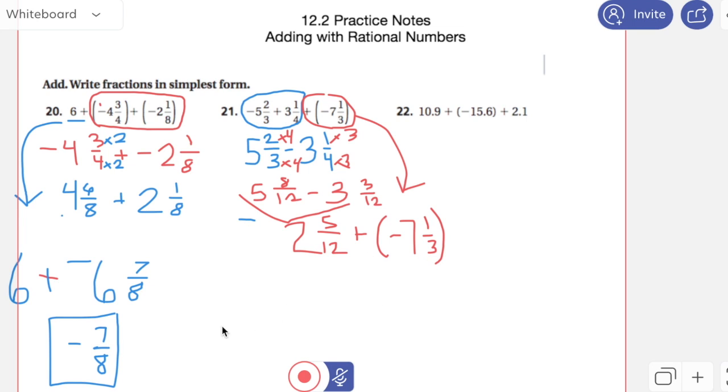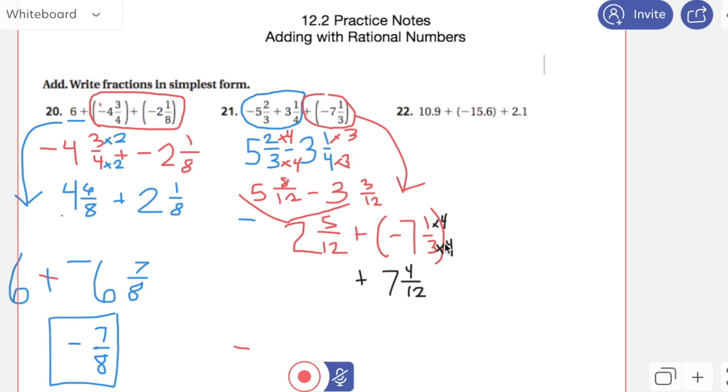So a negative plus a negative, I know my answer is going to be negative. Now I can add like normal. 2 and 5/12 plus 7 1/3. I want to create common denominators. So I know that I can get 3 into 12. If I multiply both the top and bottom by 4, this becomes 2 and 5/12 plus 7 and 4/12.